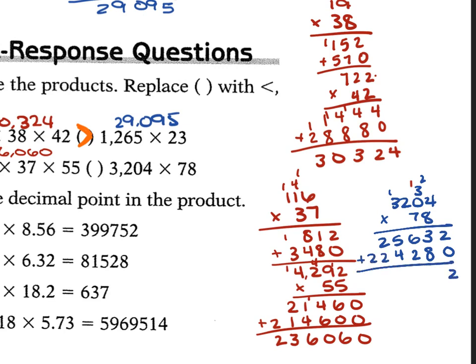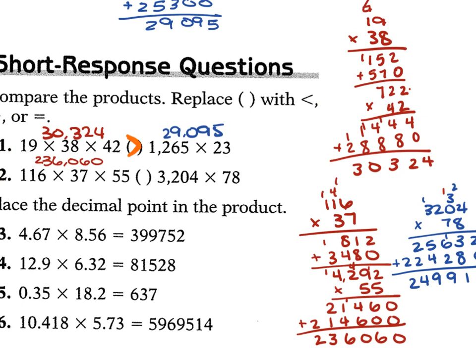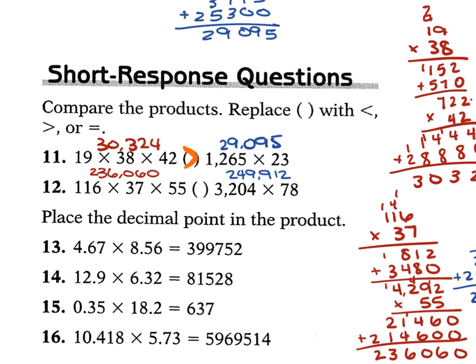So we add these, that's a 2. 8 plus 3 is 11. Carry the 1. 7 and 2 is 9. 5 and 4 is 9. 2 and 2 is 4. And then 2. So that's 249,912. So if we compare these two numbers, 249,912 is greater.